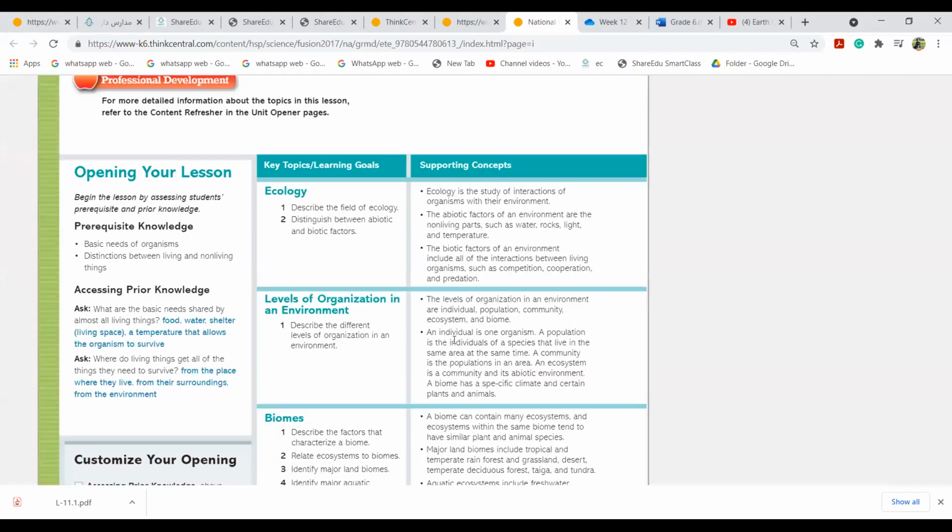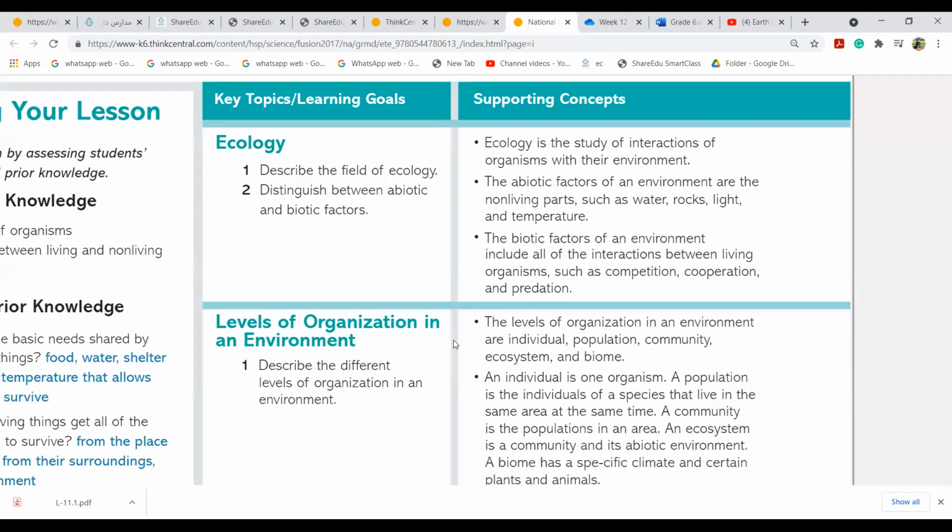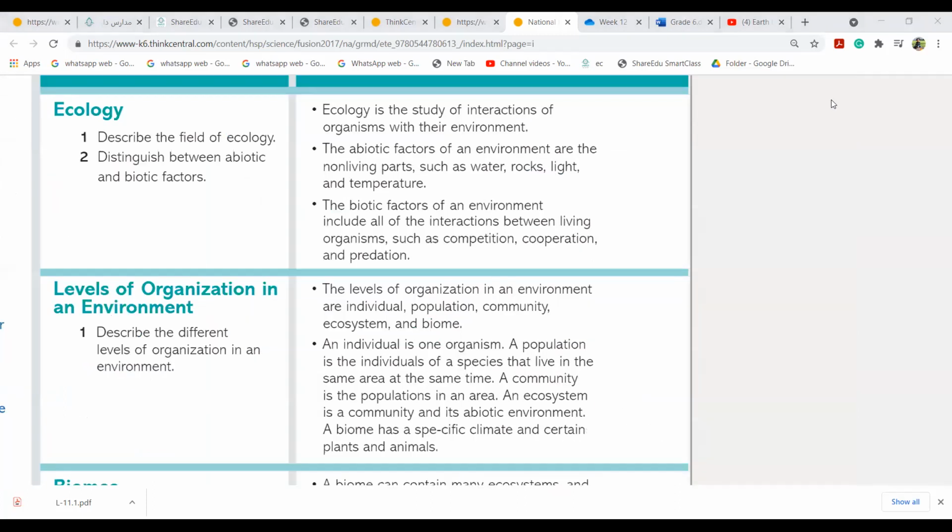So in the first lesson here, Introduction to Ecology, we will study the field of ecology. What is ecology? What is the difference between biotic and abiotic factors? I'm sure you know about it, because last year when you were in grade 5, I taught you about biotic and abiotic factors. But even if you have forgotten, I'm going to say it all again, and we are going to do a small activity with it.